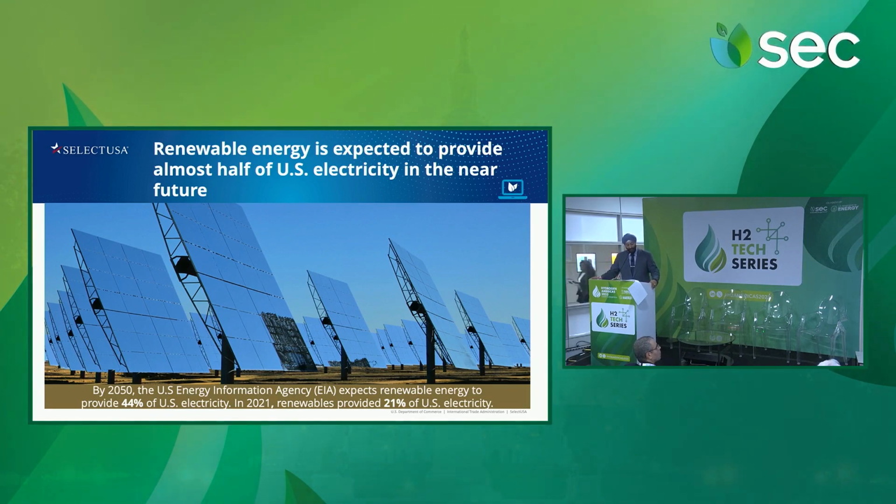The U.S. Energy Information Agency expects that renewable energy will provide almost half of the U.S. electricity by 2050. To get a feel for that growth over time, as of 2021, renewable energy provided 21% of U.S. electricity. So again, being at 50% by 2050 represents quite a significant uptick in a relatively short amount of time. And you'll find the renewable energy mix even more advantageous in certain states, locations of the United States.